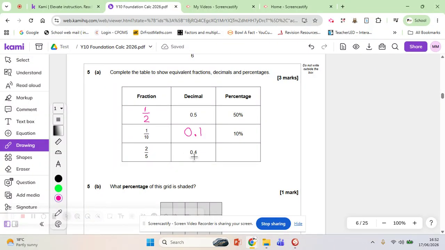And then 0.4, okay, basically within our place value, our decimal point, the first one represents tens of percentages, and then we've got ones of percentages. So therefore 0.4 is the same as 0.40, which is the same as 40%.